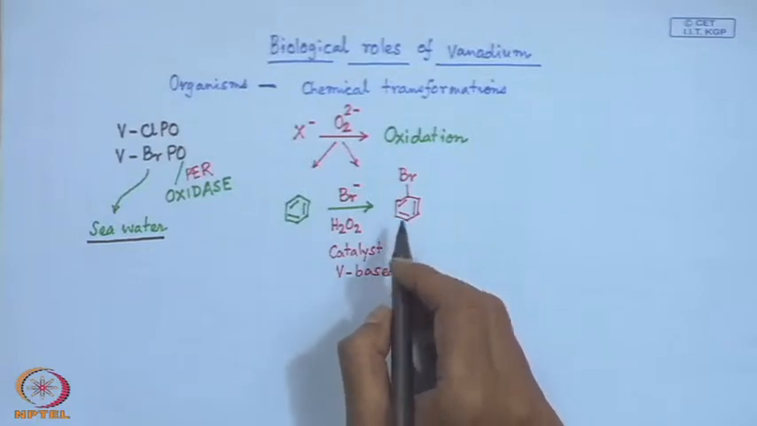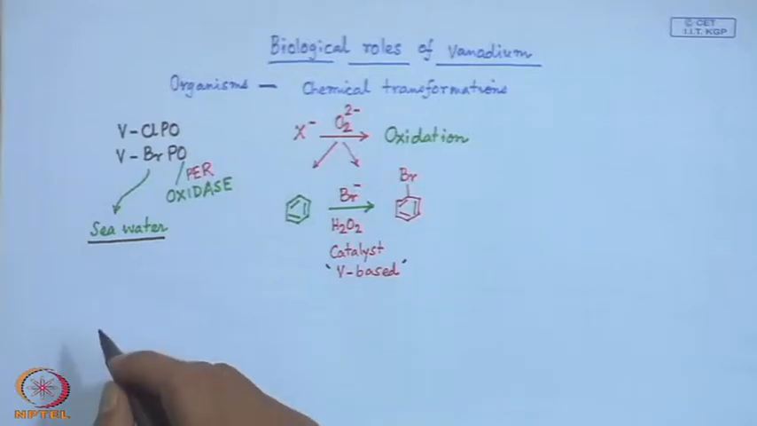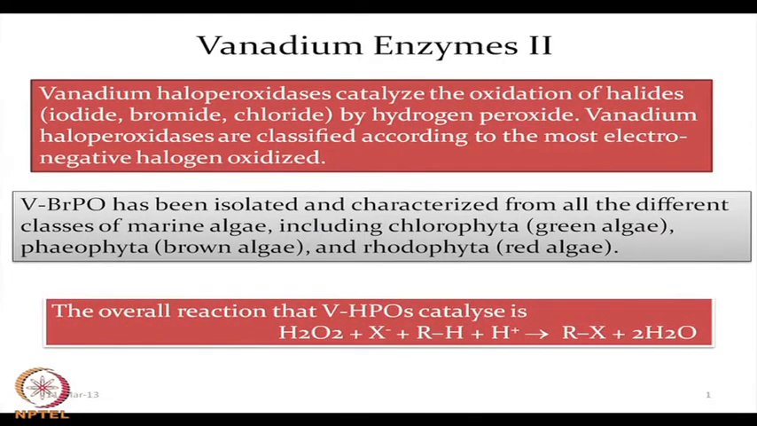So, that can also be utilized if we can have a corresponding vanadium-based catalyst in our hand. All these brown algae, red algae and green algae can give rise to some compounds, where we see the overall reaction for vanadium haloperoxidases, which basically catalyze the reaction of RH transforming to RX. That means if we have benzene, the benzene will be converted to bromobenzene.